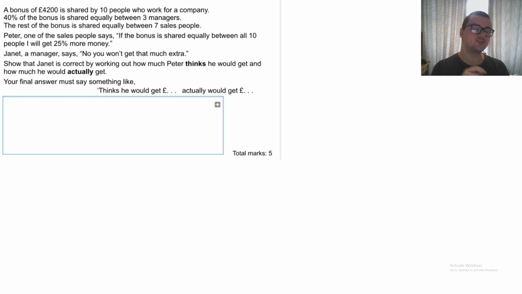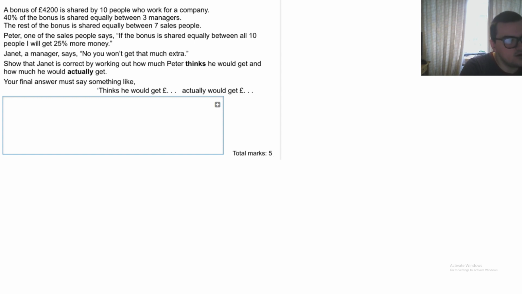Show that Janet is correct by working out how much Peter thinks he would get and how much he would actually get. Your final answer must look something like this: thinks he would get this much, actually would get this much. Okay, so let's go through how much he thinks he would get. Peter, one of the salespeople, said if the bonus was shared equally, he would get 25% more.